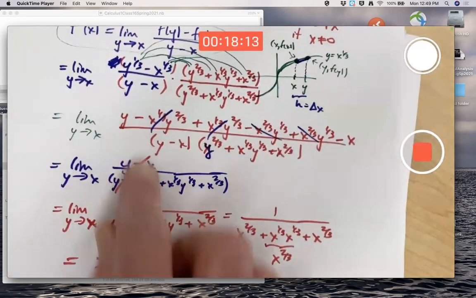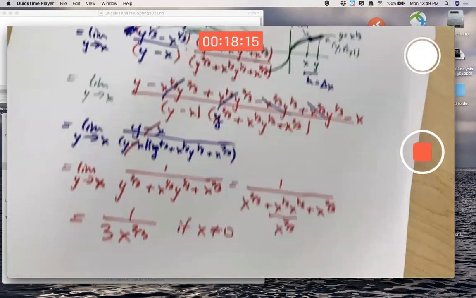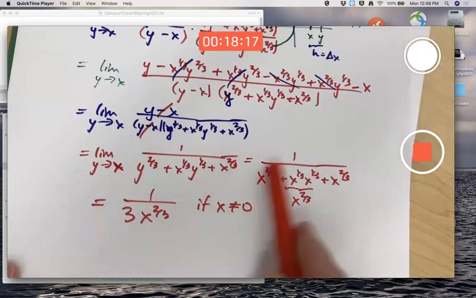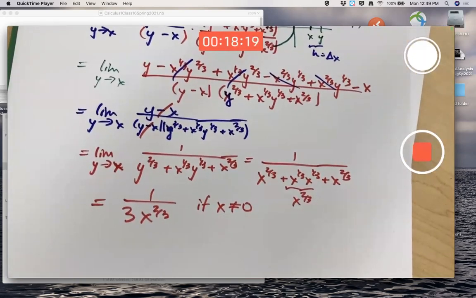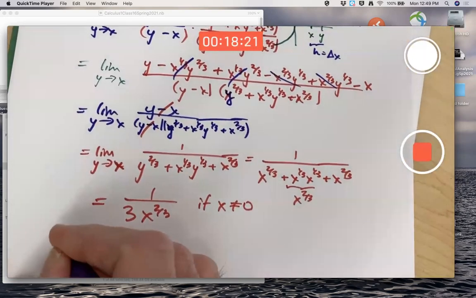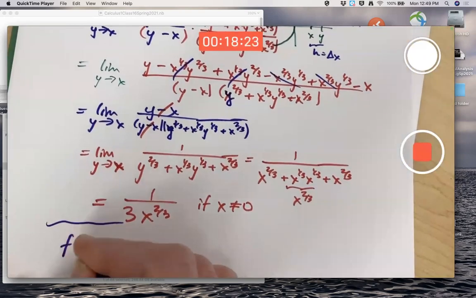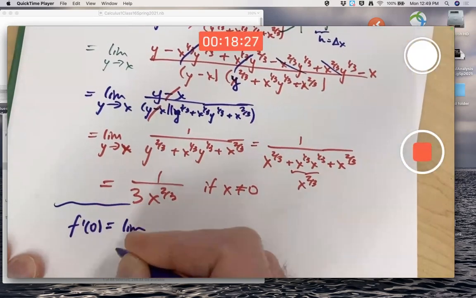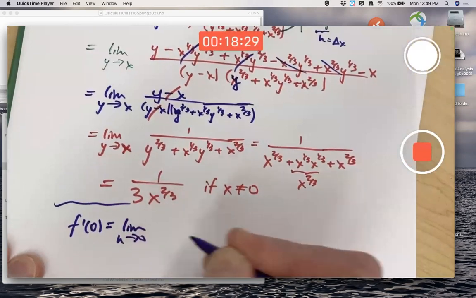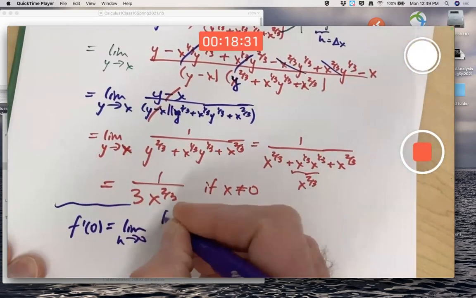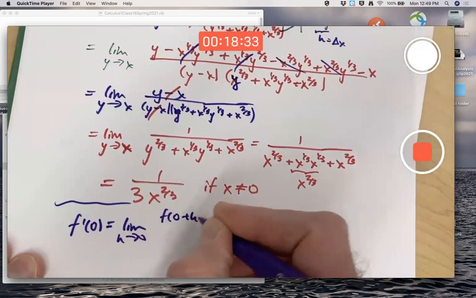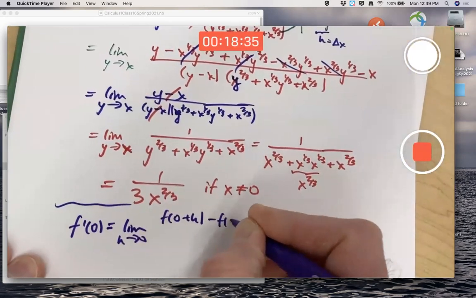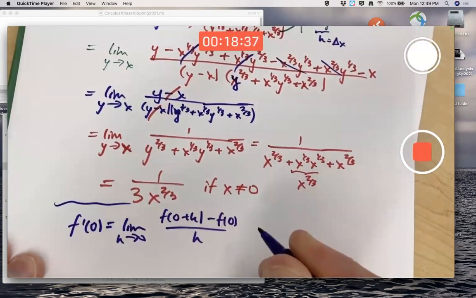Did we really prove f prime of 0 does not exist? We should probably do that separately, because really in doing these calculations, we were implicitly assuming x is non-zero. What if we did f prime of 0 separately as a separate calculation? Here I'll go ahead and go back to the h notation. Limit as h goes to 0 of f of 0 plus h, which is f of h, minus f of 0 divided by h.